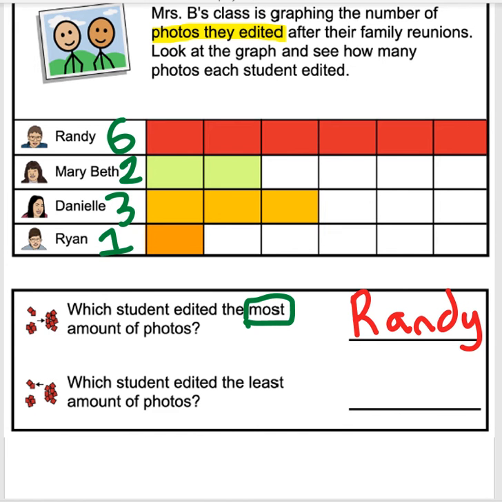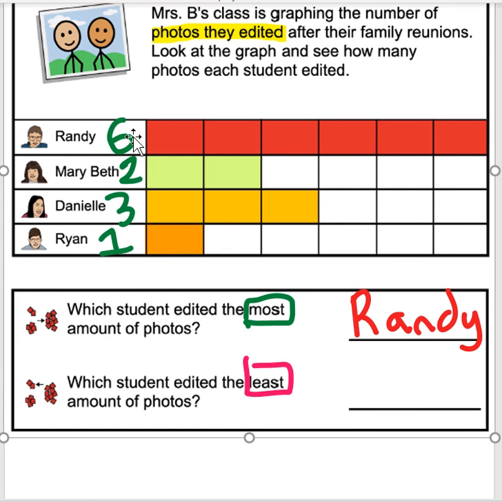Now, we want to know which student edited the least amount of photos. And when we see the word least, that means we're looking for the smallest number.